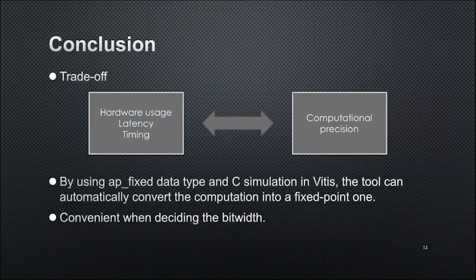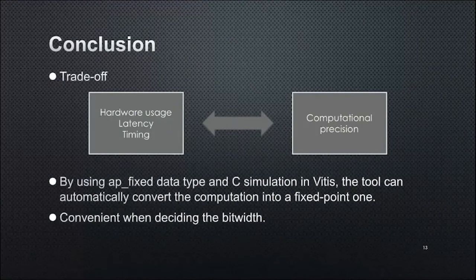So to conclude this tutorial, by using the arbitrary precision data type, we can trade off between hardware usage, latency, timing, and computational precision. Besides, using the APFix data type in Vitis, the tool can automatically convert the computation from floating point into fixed point. So it is very convenient for the designer to decide how many bits are needed for the design by running a C simulation.